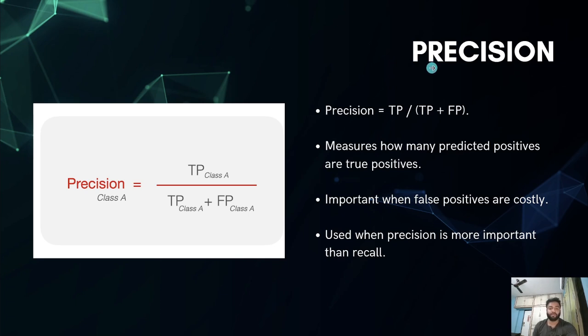High precision indicates that when the model predicts a positive class, it's usually correct. If we predict someone has a disease, we want to be confident. That's where precision matters.